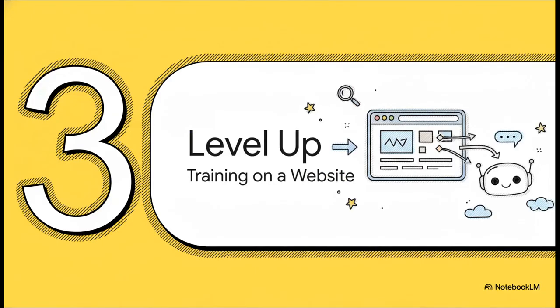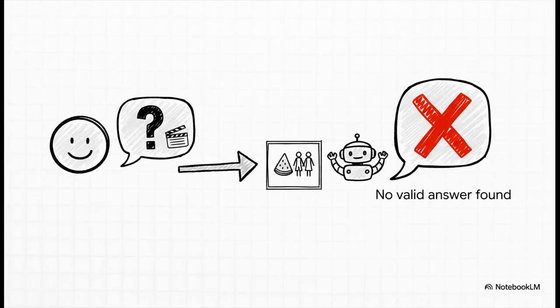All right, that was level 1, simple test, and it passed. But now, let's really level this thing up. We're going to give our bot a much bigger brain by teaching it how to read and understand an entire live website. First, let's do a quick baseline check. We ask the bot, who is the producer of Joanne? And yep, just as we'd expect, it comes back with no valid answer found. It has no idea, right? Because that information wasn't in those little text snippets we gave it a minute ago.